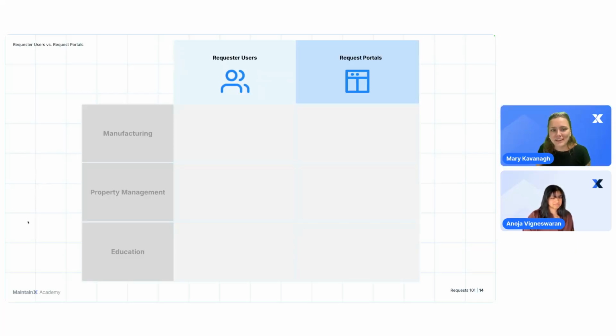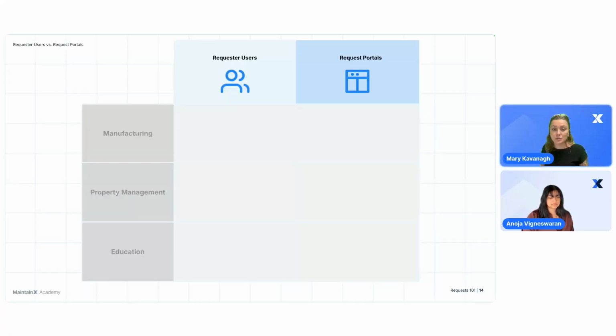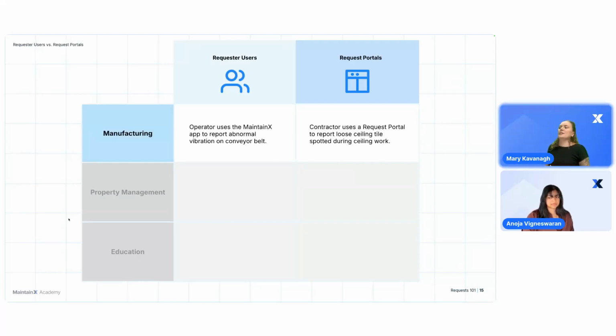All right. So I wanted to give a couple of examples here that might fit your industry, again, to give you some idea of what's best for you. A way that it's sometimes narrowed down is just saying, okay, if it's an internal person, use a requester user. And if it's an external person, use a request portal, which can be a generalization, but it's not necessarily always the case. So it's important to think, even if I only have internal employees using the system, who should be what? So let's take a look.